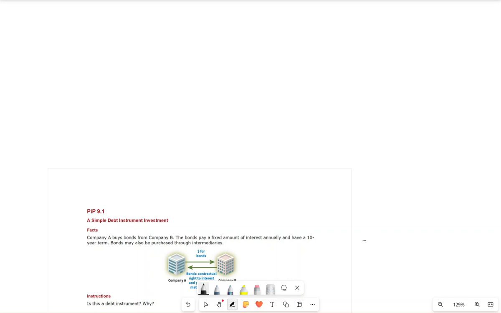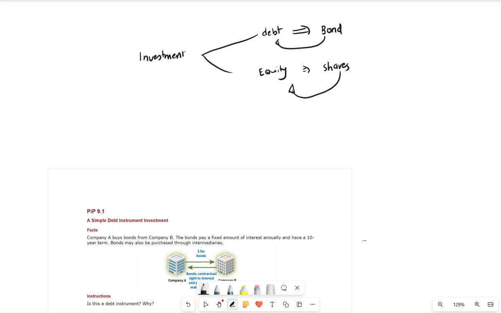In chapter 9, when you have money, or a company has money, you're going to invest. When you invest, there are two types of investment: a debt investment and an equity investment. How do you know which one is which? If the company buys bonds of another company, we call it a debt investment. If a company buys shares or stocks of another company, then we call it an equity investment.